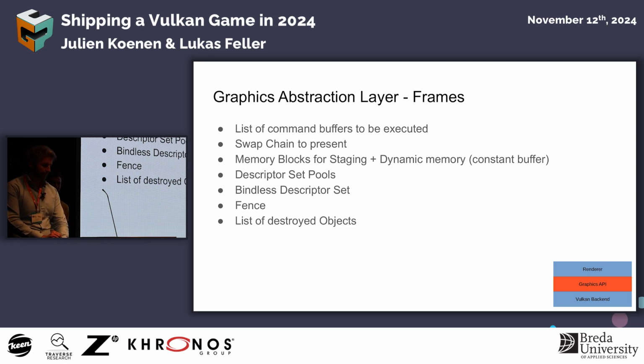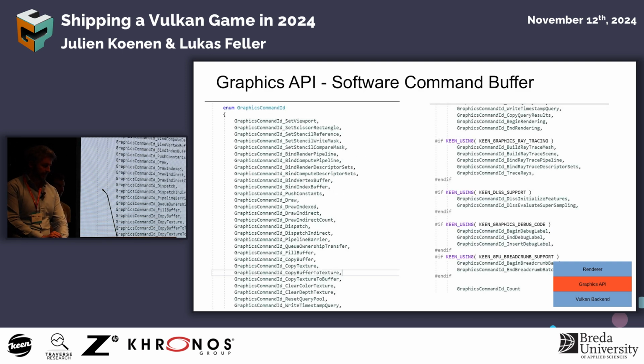All right. So translation means we write a software command buffer first. So the actual renderer writes these commands into basically a byte buffer, byte encoded. And these are pretty similar to the Vulkan commands, which just draws and setting pipelines and dispatches. And then in the Vulkan backend, we actually translate that into actual Vulkan commands.